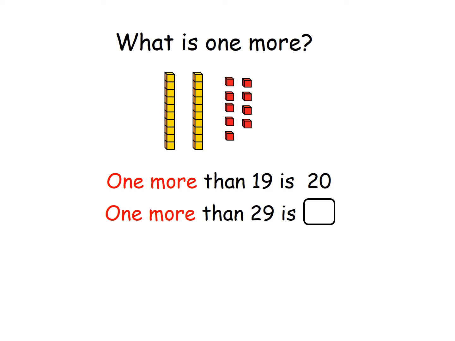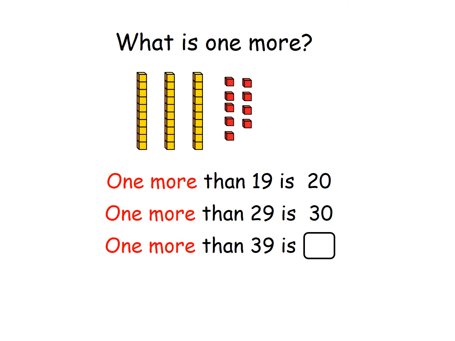If 1 more than 19 is 20, 1 more than 29 must be, there it goes, swapping it to a 10 stick. I've got 30. About this time, I've now got 39 instead of 29. So if I add in 1 more, I swap it to a 10 stick. 1 more than 39 is 40.